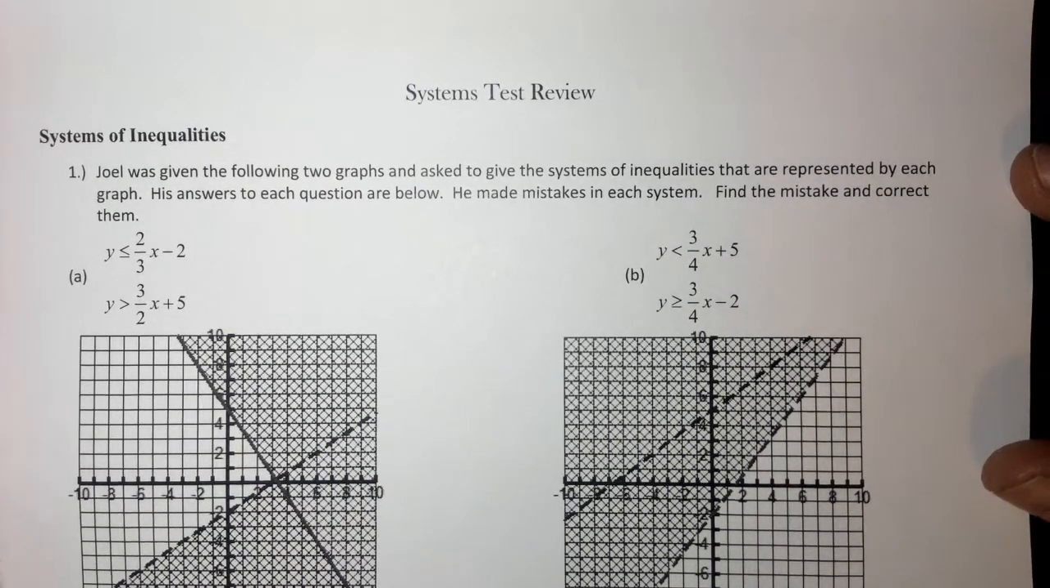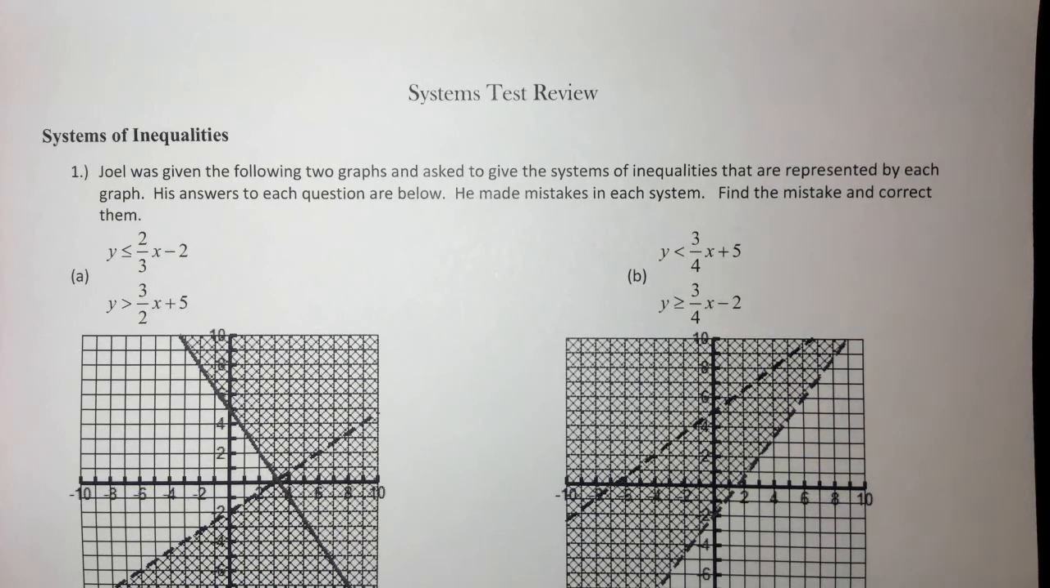We're going to go ahead and look at the system test review. We'll start with number one. Number one says Joel was given the following graphs and asked to give the system of inequalities that are represented by each graph. His answers to each of the questions are below. He made mistakes on each system. Find the mistakes and correct them.